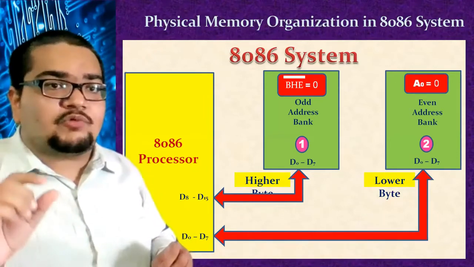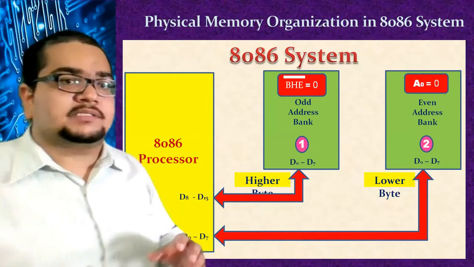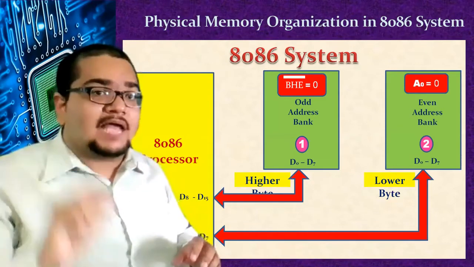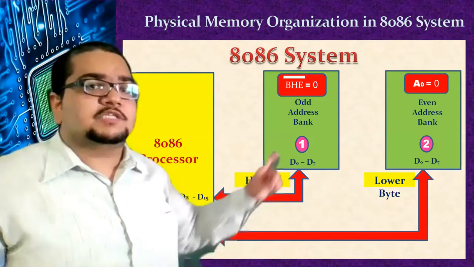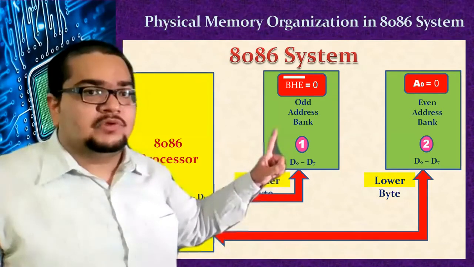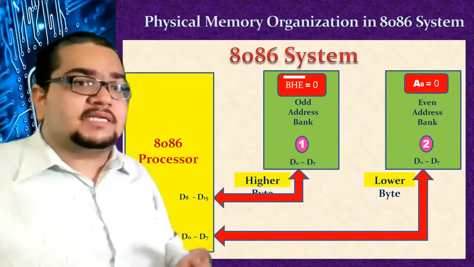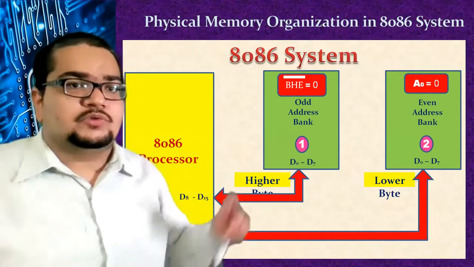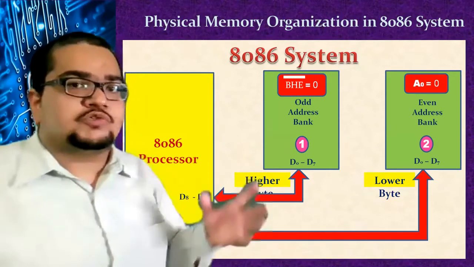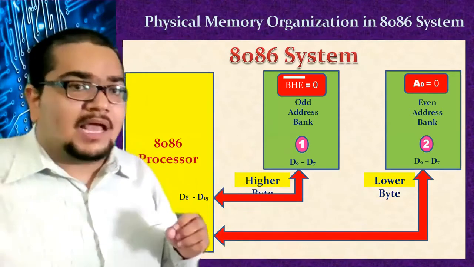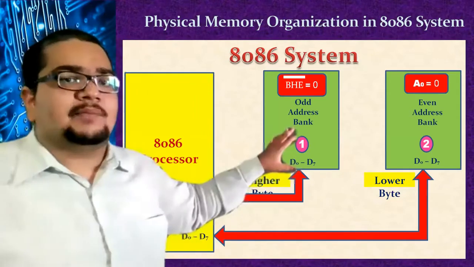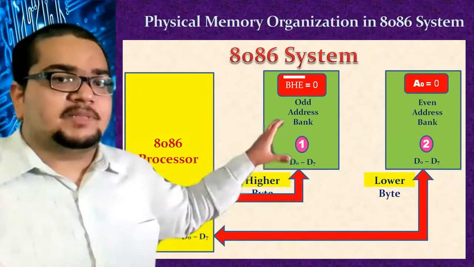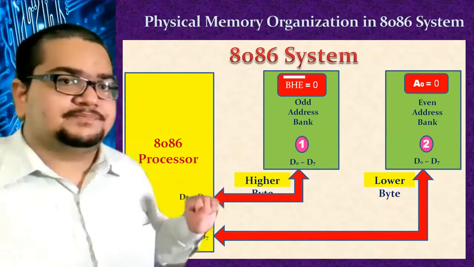Now, whenever you want to enable the higher byte of the data bus, or you want to access the data exchange on the higher byte of the data bus, this bus high enable should be active. And I told you that as this is an active low signal, this will be active when it is 0. So you have to select BHE bar as 0. At that time the odd bank of the memory will be activated. You can exchange the data between the processor and this odd bank of memory.